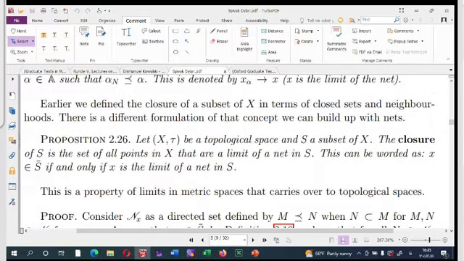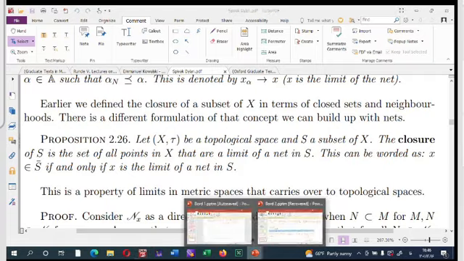And we have this proposition: let X and tau be a topological space and S a subset of X. The closure of S is the set of all points in X such that are a limit of a net in S. This can be worded as X is an element of S bar if and only if X is the limit of a net in S. And this is very, very important.